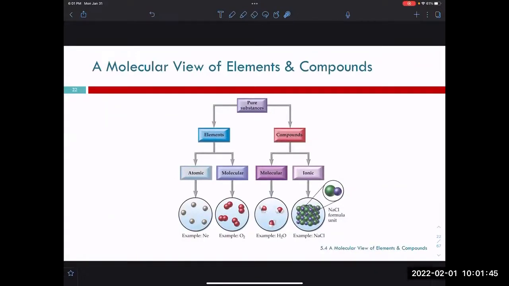So another flowchart of how we're going to break these down into categories. You remember pure substances from the beginning of chapter 3, and we had elements and compounds. When we talked about elements, we talked about atomic elements and molecular elements. But for compounds, we're going to add something here. We've got molecular compounds, something like water. We also have ionic compounds, which are different. And we'll talk about how to name these also.